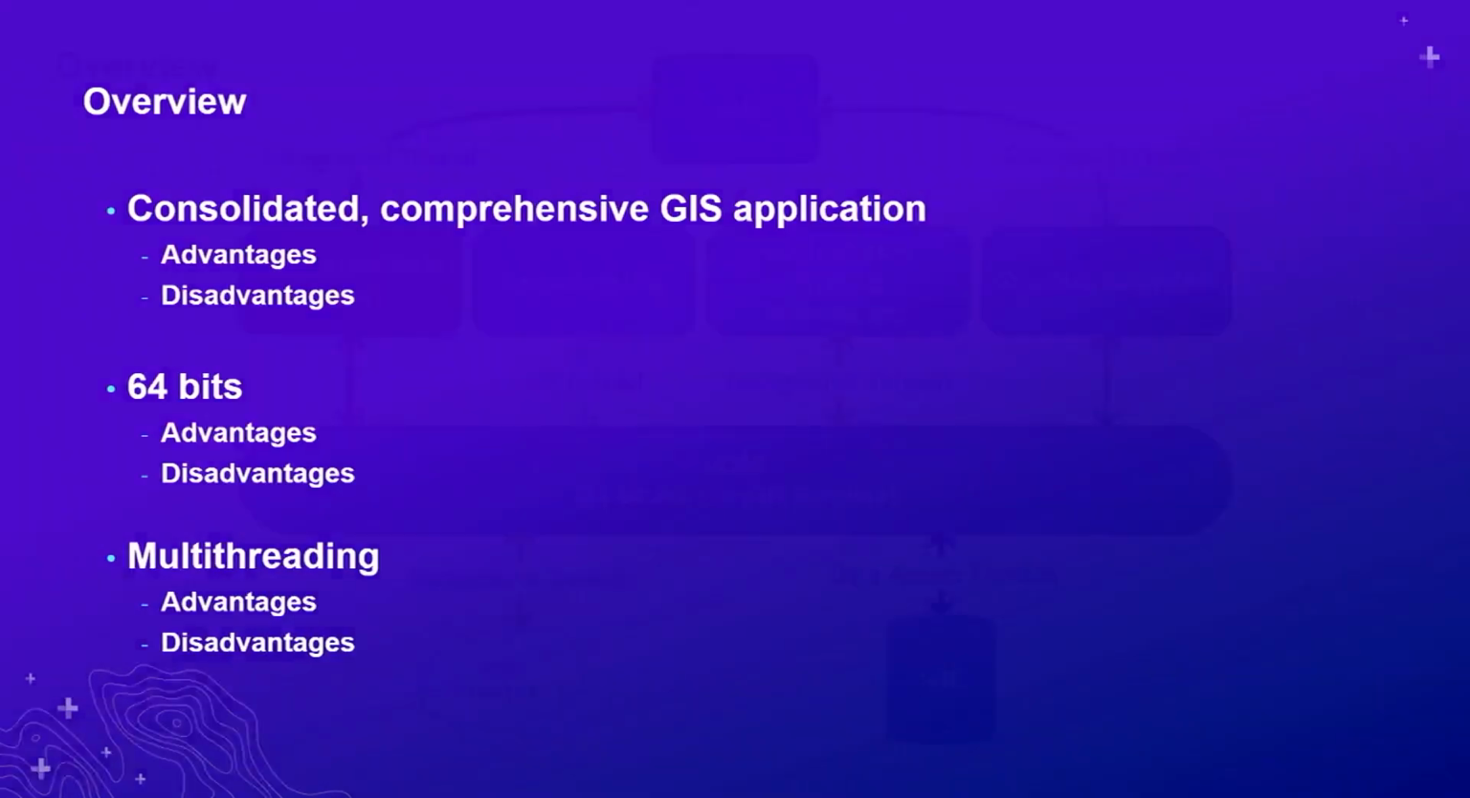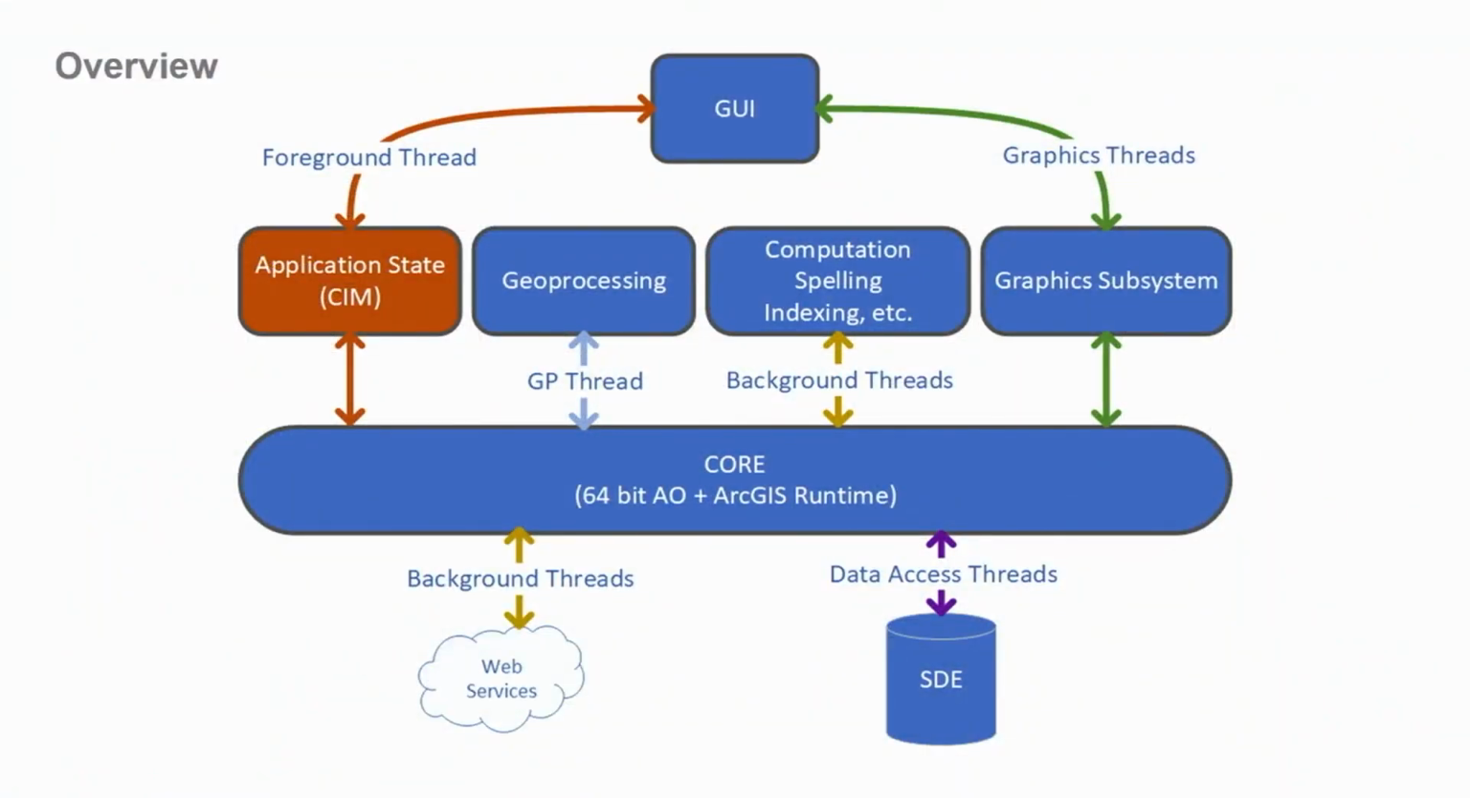Okay, now a diagram. So this is a very high-level diagram. Each of the boxes on the screen represents a large functional area, like the graphical user interface, geoprocessing, graphics subsystem, and so forth. And the arrows represent threads that are used to communicate between these areas.